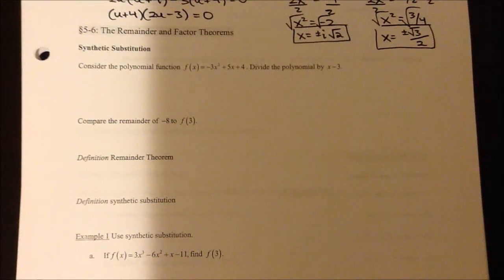So the stuff we're going to do here in 5-6 is actually very, very similar to what we did with synthetic division. So we're going to get a reminder of that. We've got this polynomial function, negative 3x squared plus 5x plus 4. We want to divide it by the quantity x minus 3. So we're going to do a little recap of synthetic division here.